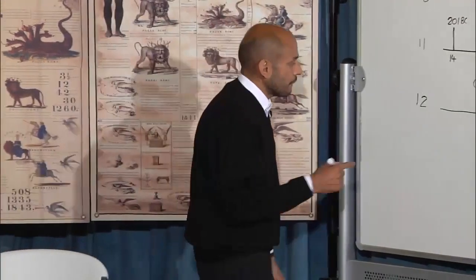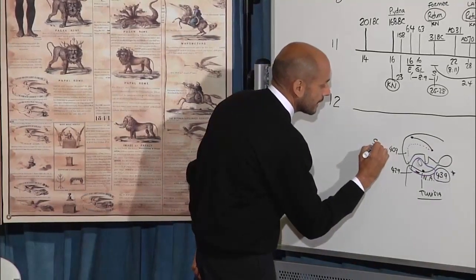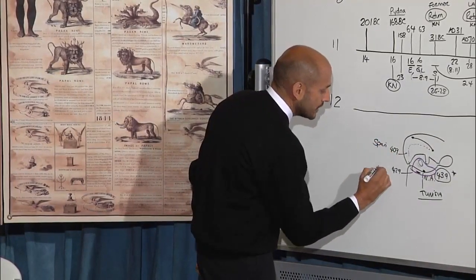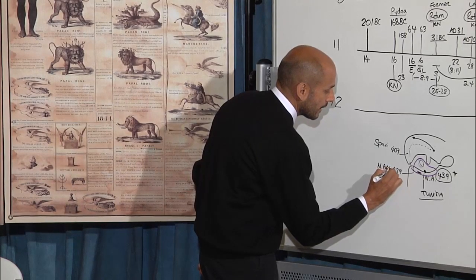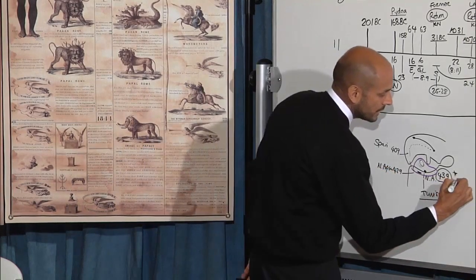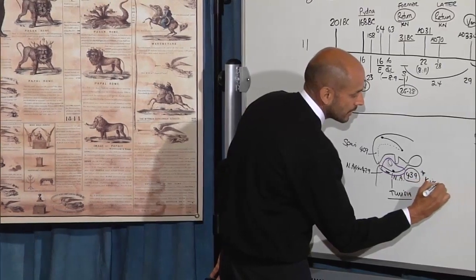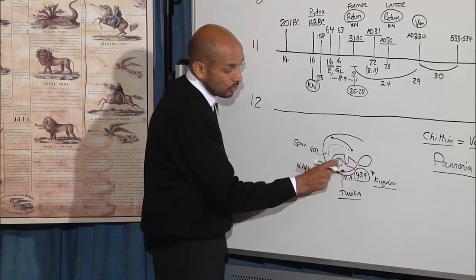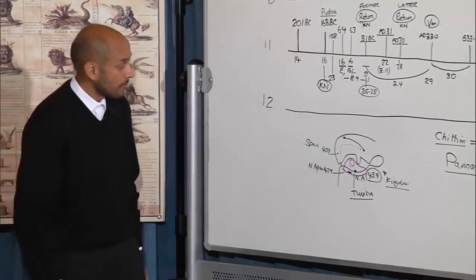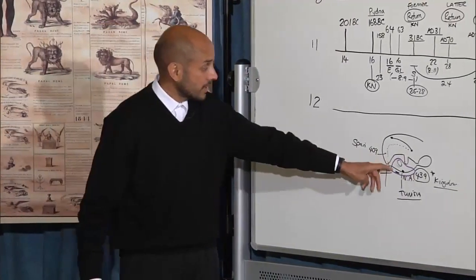Can you quickly go through the dates? 409 they're in Spain. 429 they're in North Africa. And by 439 they've established a kingdom. And this establishment of the kingdom is that they've not only got North Africa, but they've taken all of these islands that are in the Mediterranean.